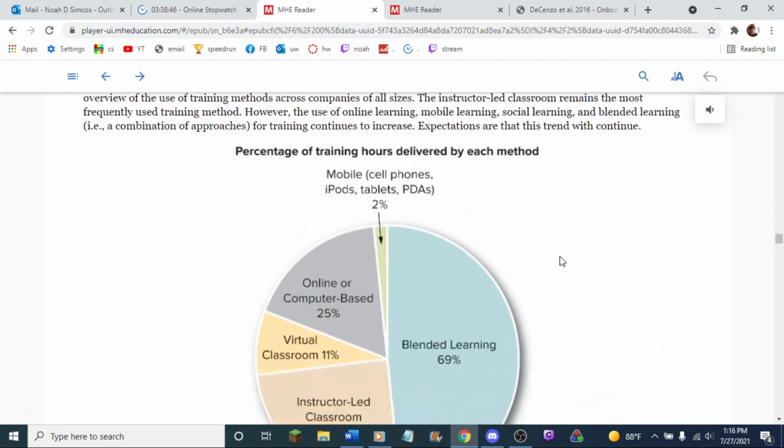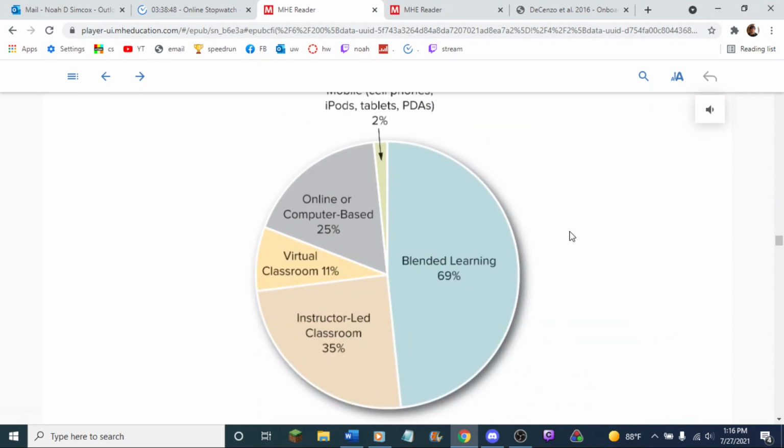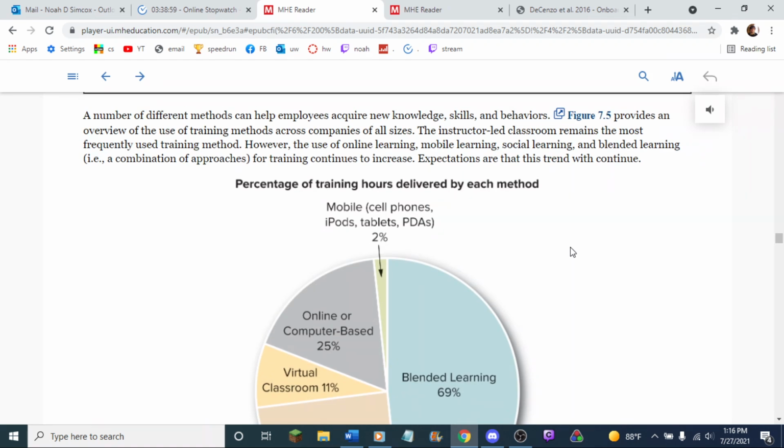Blended learning. Instructor-led classroom. Virtual classroom. Online or computer-based. Mobile.